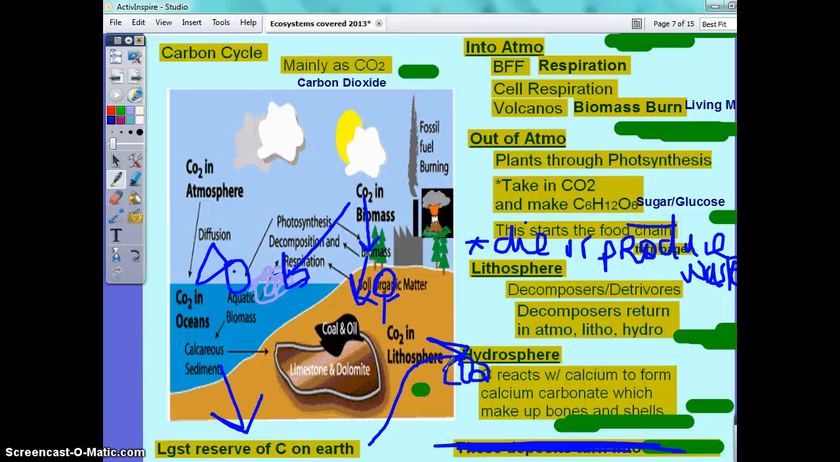Wait, did that say CO2? CO2 reacts with calcium. Yes. What did you say? What doesn't? You're this close. That's exactly why.